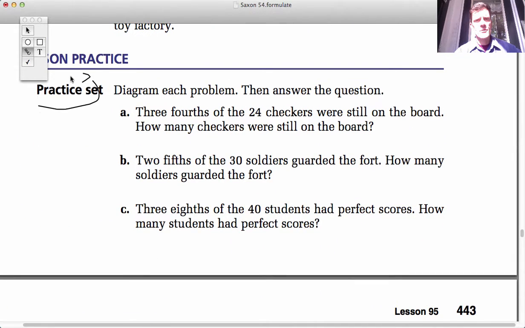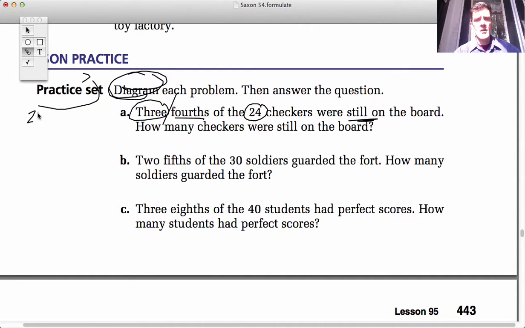Here's some practice. If we take our problems here, and it's really wise, I like the strategy here of diagramming it. It's very helpful. 3/4 of the 24 checkers were still on the board. So 3 out of the 4 parts or groups of the 24 checkers are still on the board.